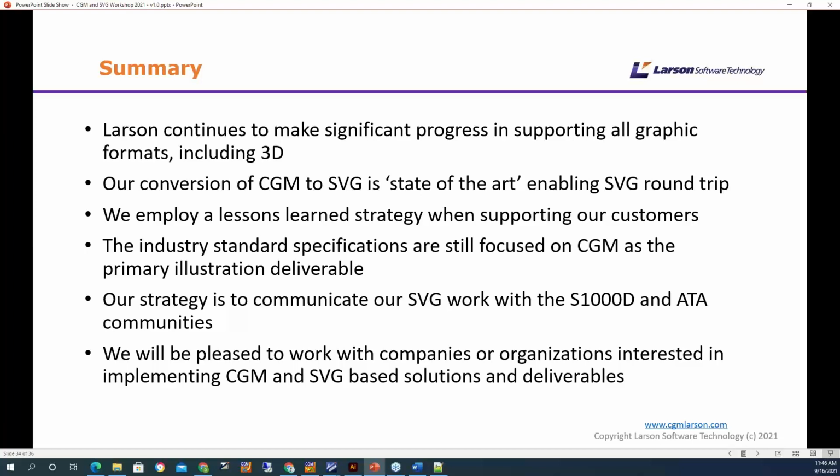But we do have this strategy to try and communicate the work we've done in SVG. And this is, again, driven by customers. We had a conference call with a customer last week who really wanted to know what we were trying to do to, I suppose, evangelize SVG to the S1000D and ATA organizations. And we have started on that kind of campaign. But obviously with the pandemic, it's been difficult with no forums and so forth. So I think the first opportunity for us to do a bit more is next year at the S1000D user forum, where we can perhaps present a paper which begins to move this forward a bit.